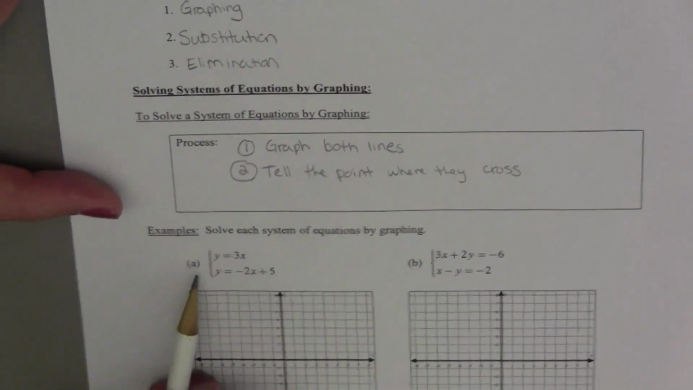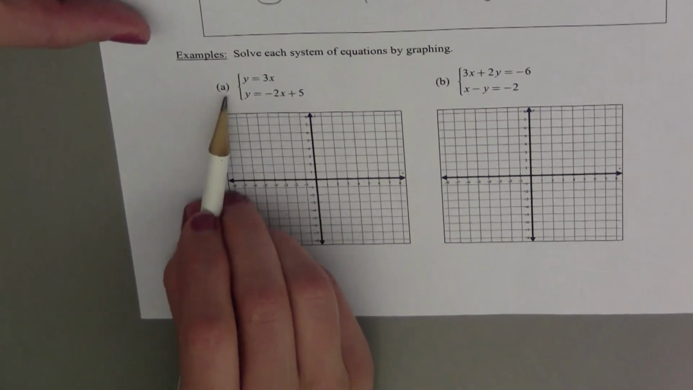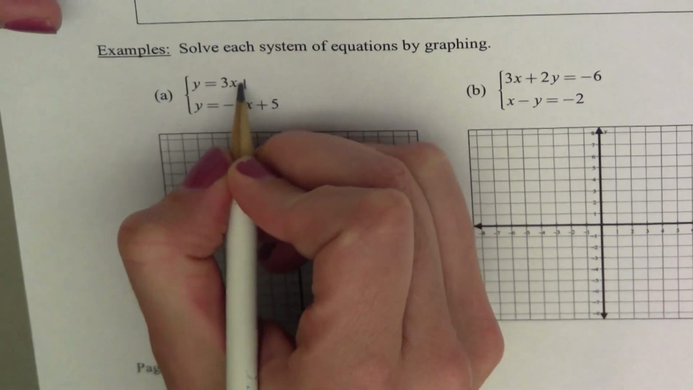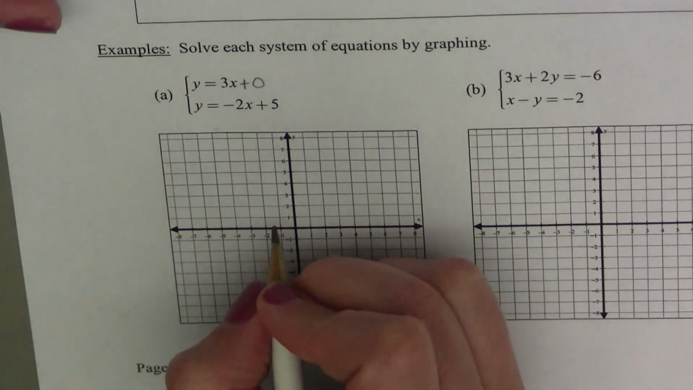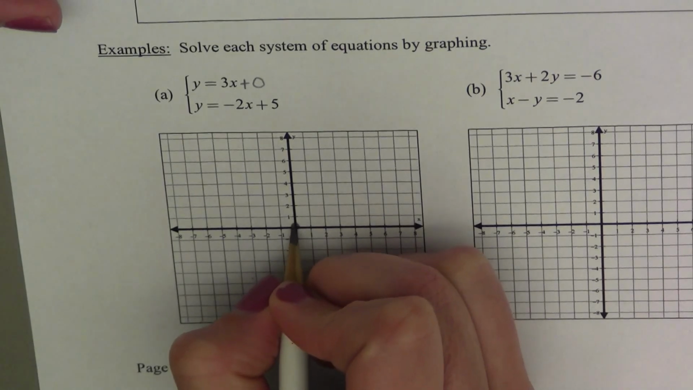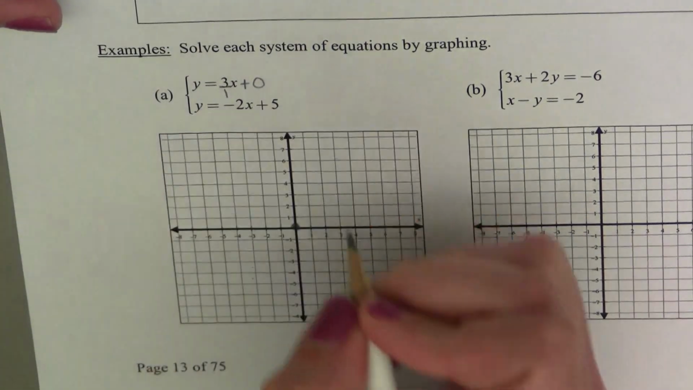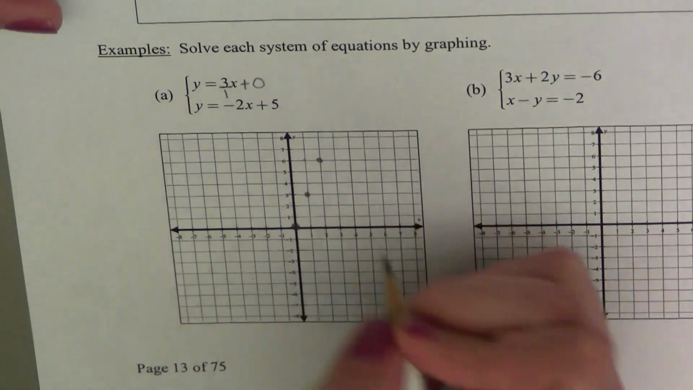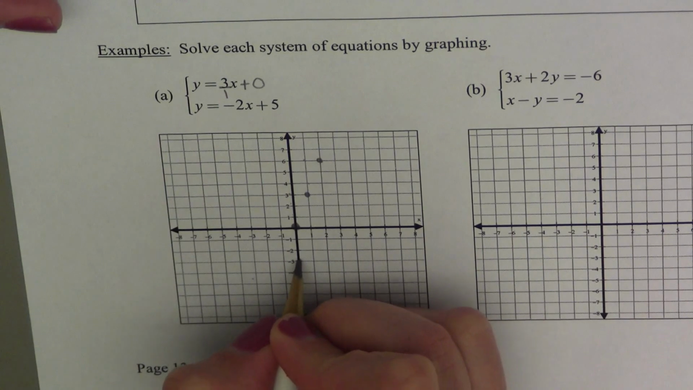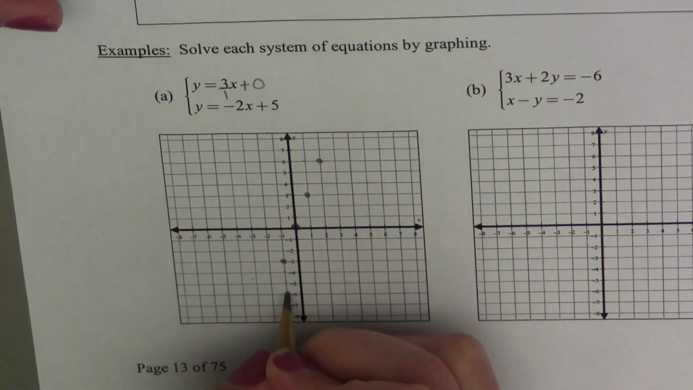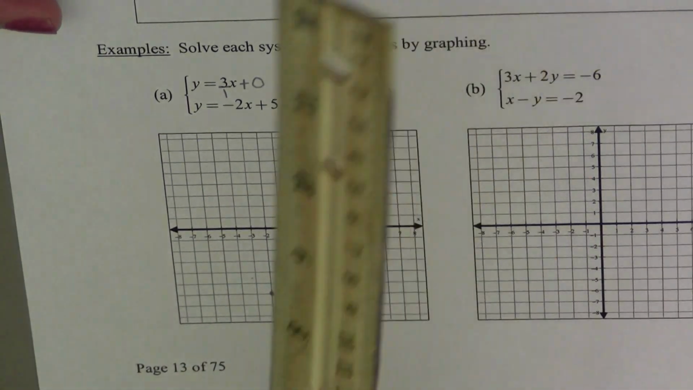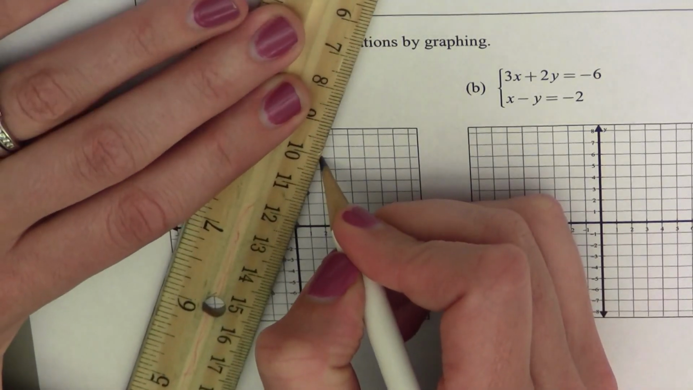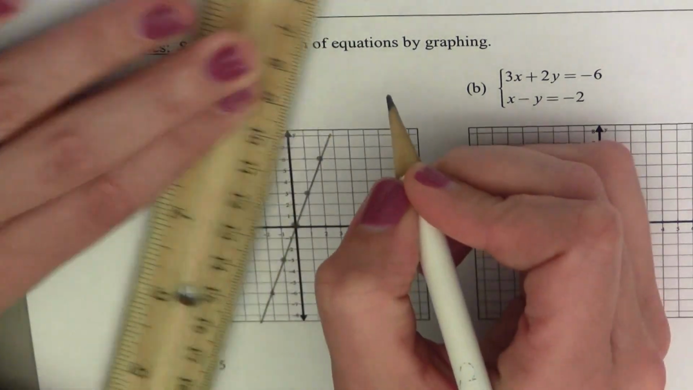So if we look down here at example A, we want to solve the system by graphing. So first thing I want to do is graph this line y equals 3x. I'm going to go ahead and write a plus 0 to make it obvious to me the y-intercept is 0 and my slope is 3. So from that 0 I'm going to rise 3, go over 1, rise 3, over 1. I'm also going to go down 3 and back 1 just to make sure my line is perfect, because precision does really matter on these. Next, I'm going to connect those points with a straight edge.